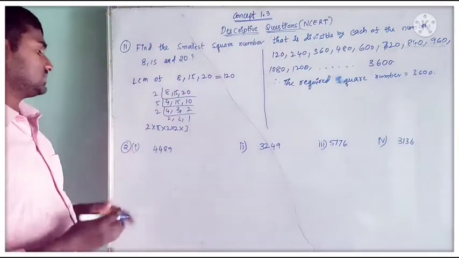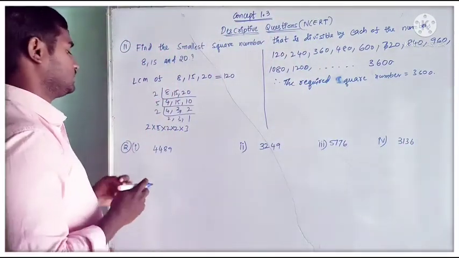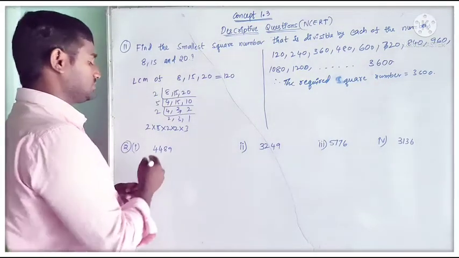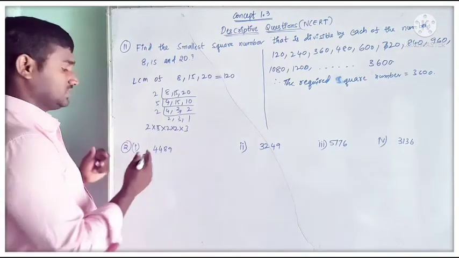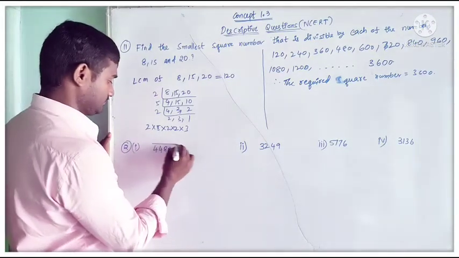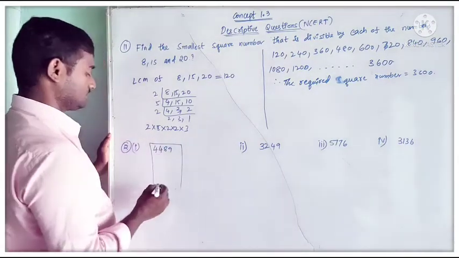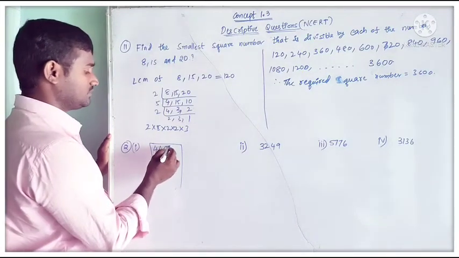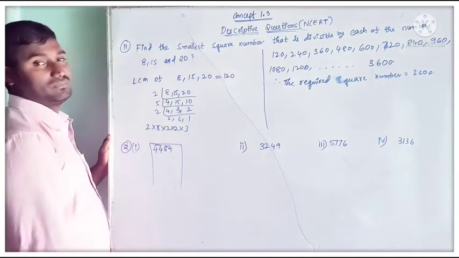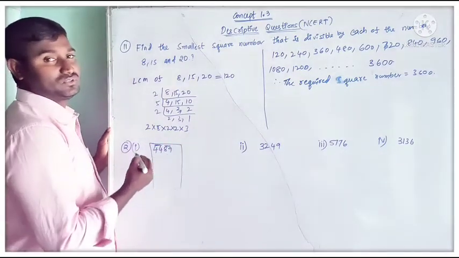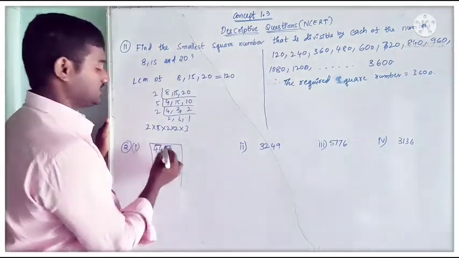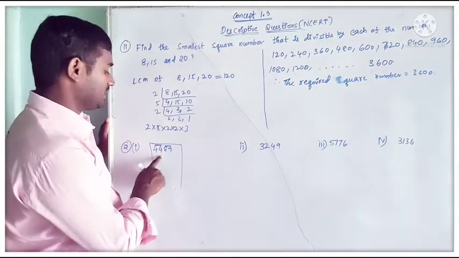Next, the 12th question. In this question I am going to find the square root of a number by using the division method. First we need to make a bar for every two digits. For every pair we give the bar from left to right. In the first bar we have 44.